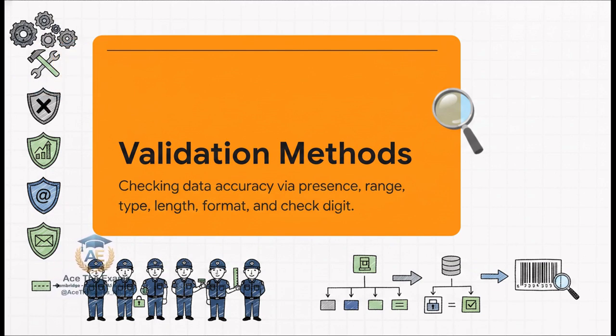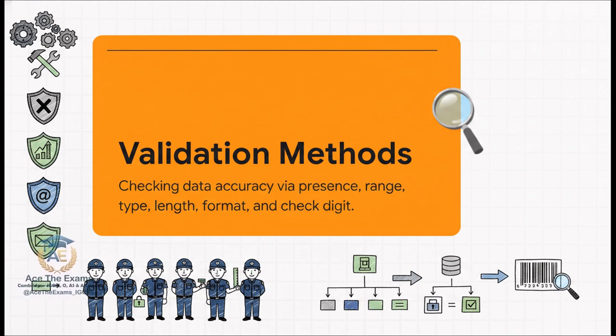First, we have the presence check. This is the absolute baseline. It simply ensures a field isn't left totally blank. If you don't type anything in, it stops you. Next is the range check. This ensures numerical data falls within a logical boundary. For example, making sure an age entered isn't a negative number. Then we have the type check, which verifies the actual data material. It's the guard that ensures you aren't trying to type alphabetical letters into a field meant strictly for numbers.